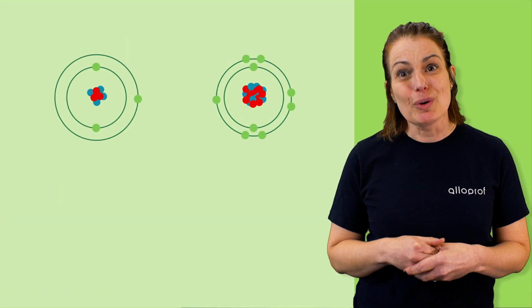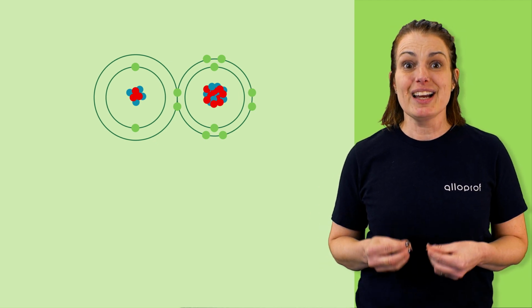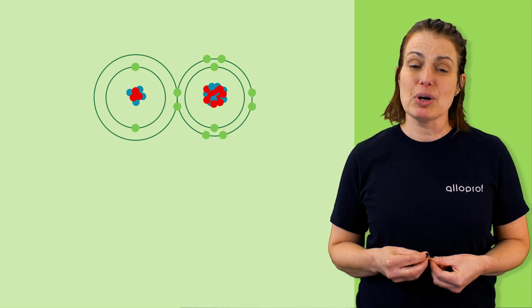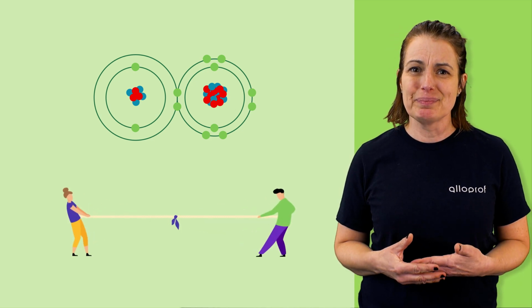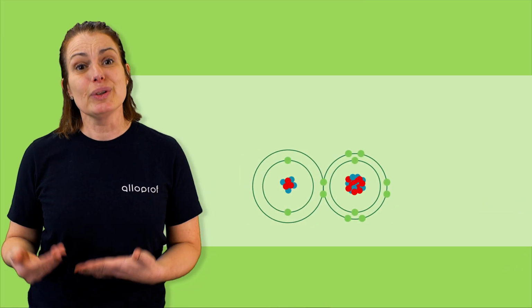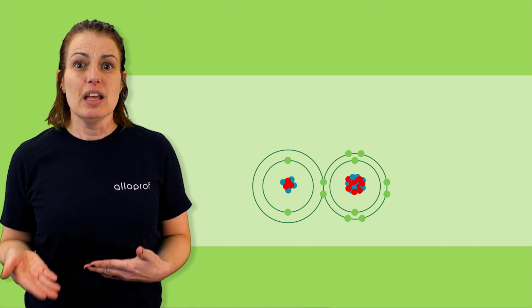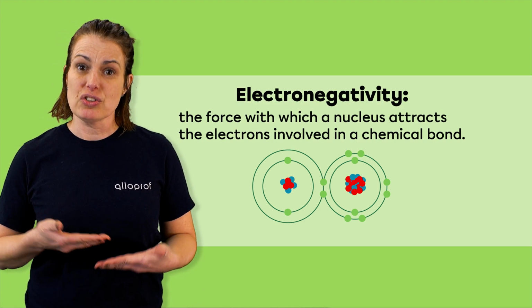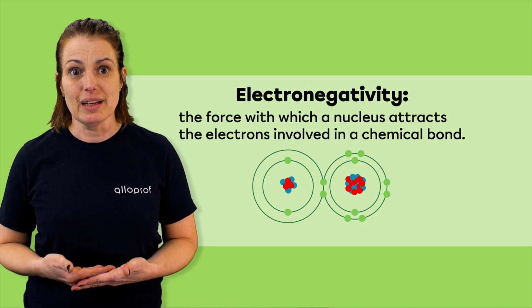When two atoms form a chemical bond, they either share or transfer electrons. The nuclei of the two atoms tend to attract the bonding electrons towards each other, a bit like two people playing tug-of-war. This is because each nucleus with a positive charge attracts electrons with a negative charge. The force with which a nucleus attracts the electrons involved in a chemical bond is called electronegativity.